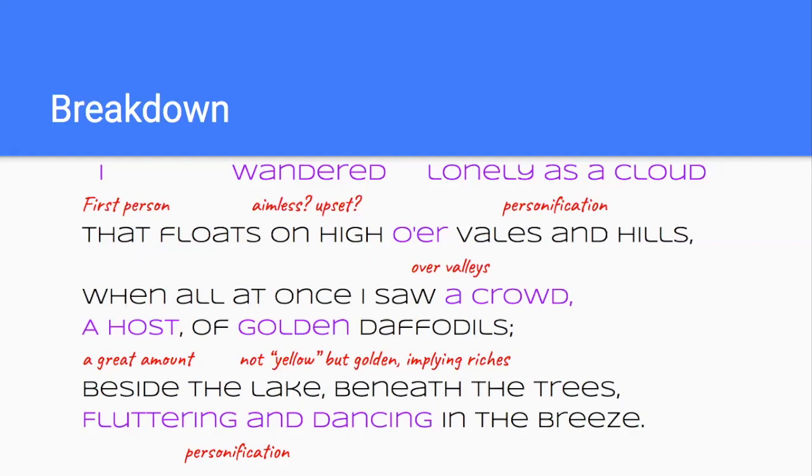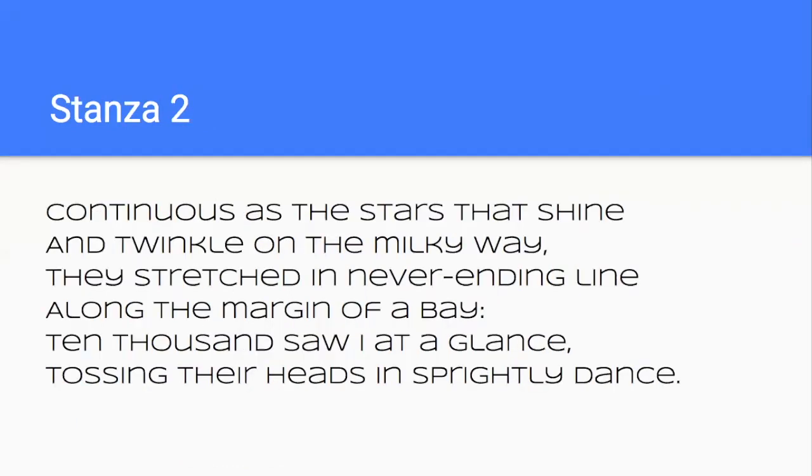Beside the lake, beneath the trees, fluttering and dancing in the breeze. So you can picture the breeze, the wind blowing and making the daffodils move, flutter, and dance, as it says, giving it that personification, which is another example of personification. Here we see our next stanza.